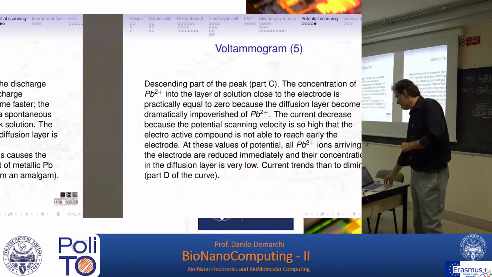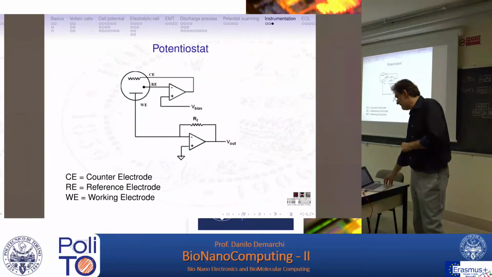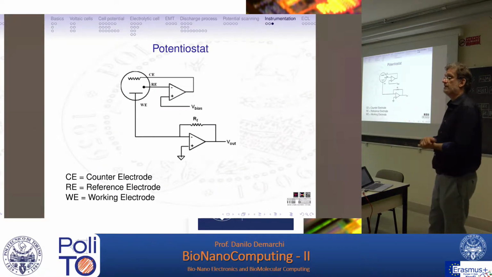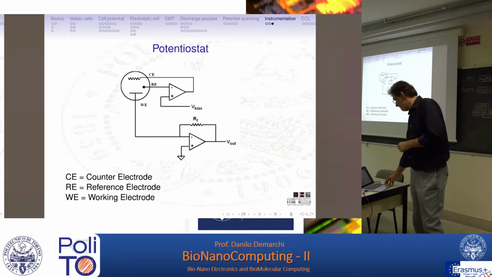And so I can have my voltammograms, I skip them, and I use as the basic circuit a potentiostat for reading my current, using here a transimpedance amplifier.